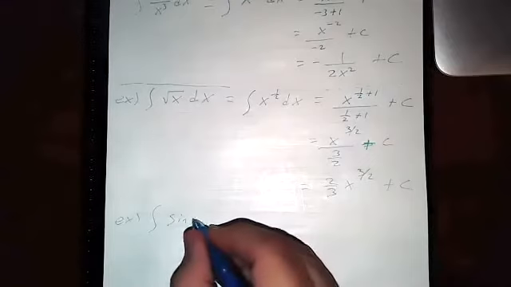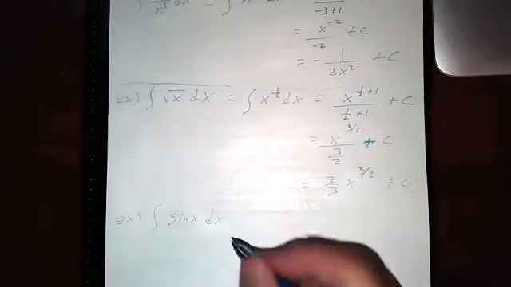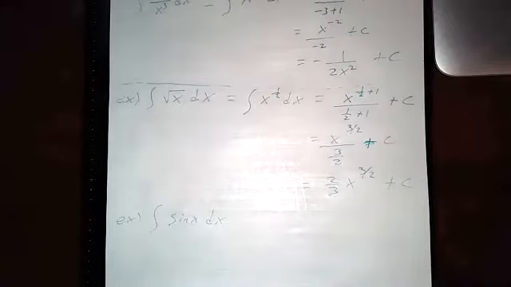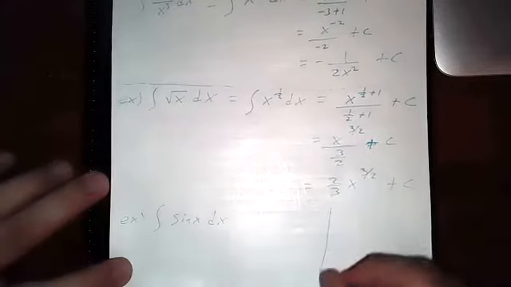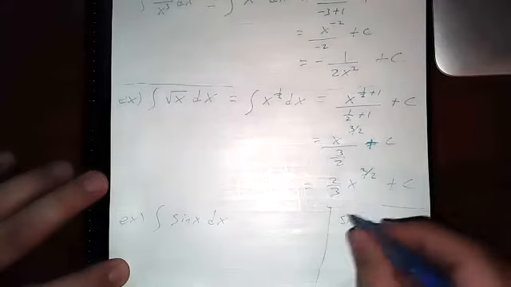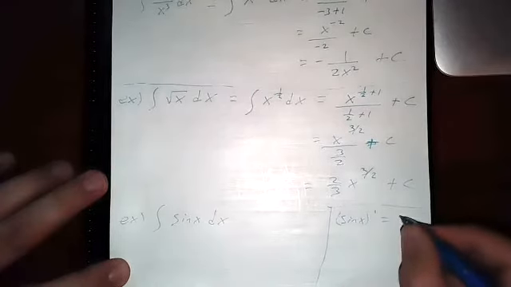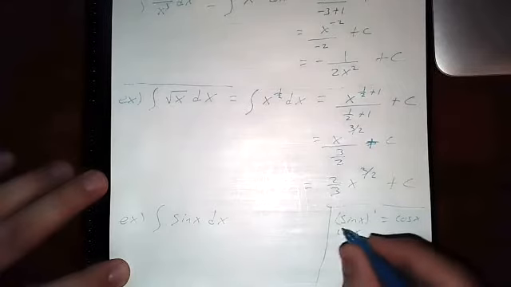What's the antiderivative of sine? Yeah, it helps to know the derivatives, right? So we'll just write them down over here somewhere. What's the derivative of sine? Cosine. Okay. What's the derivative of cosine? Negative sine.